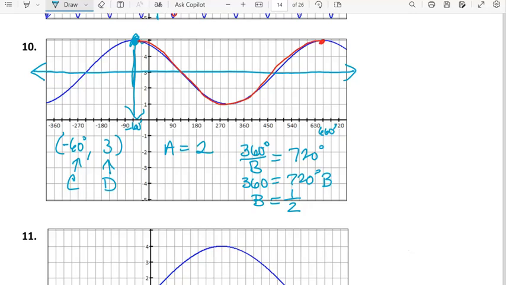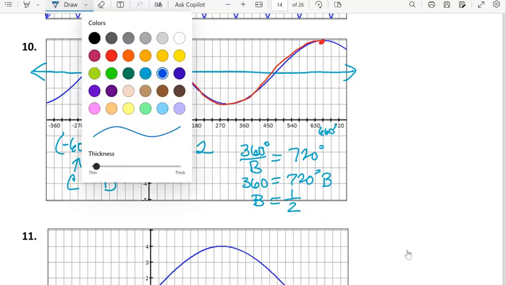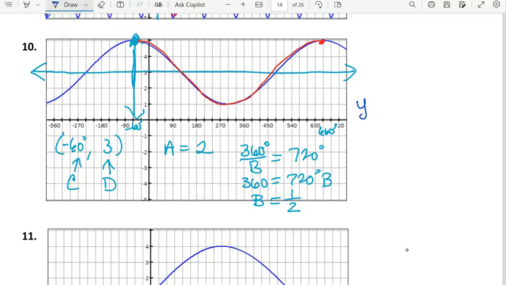Alright, so now I have all those values, and I can write the equation. Y is equal to 2 times the cosine of 1/2 times x plus 60, so it's x minus the phase shift, plus 3.